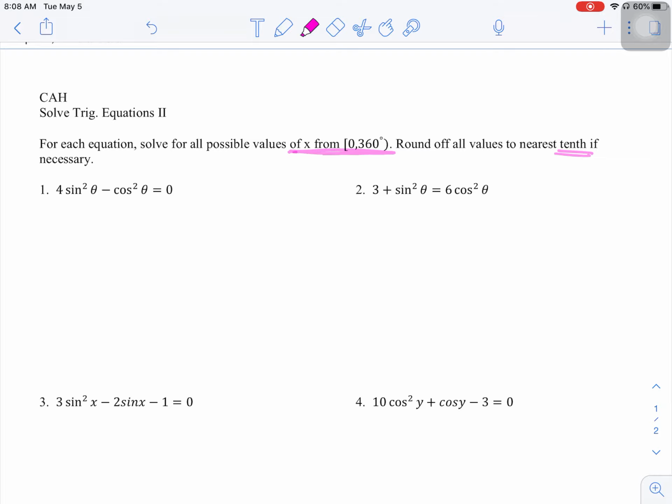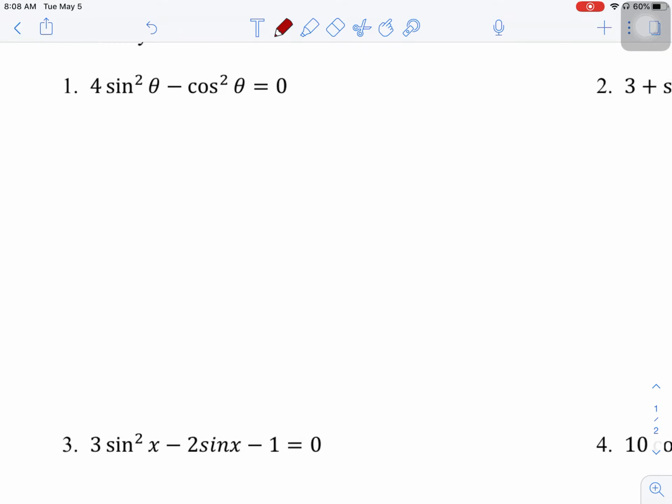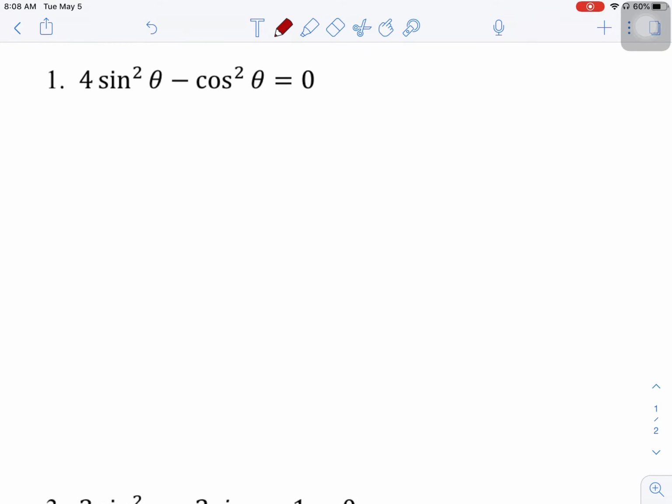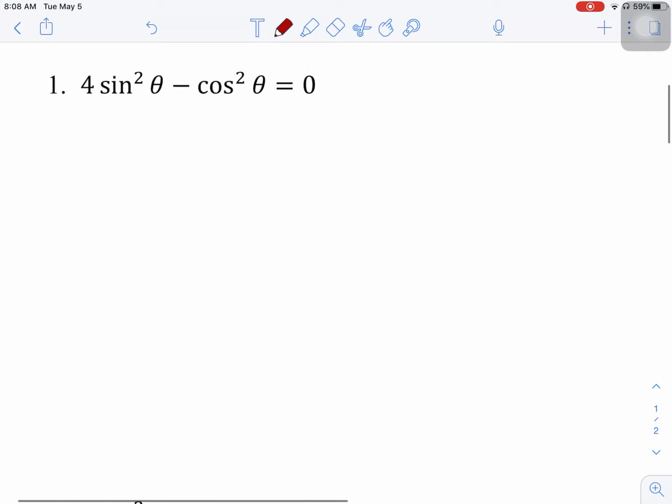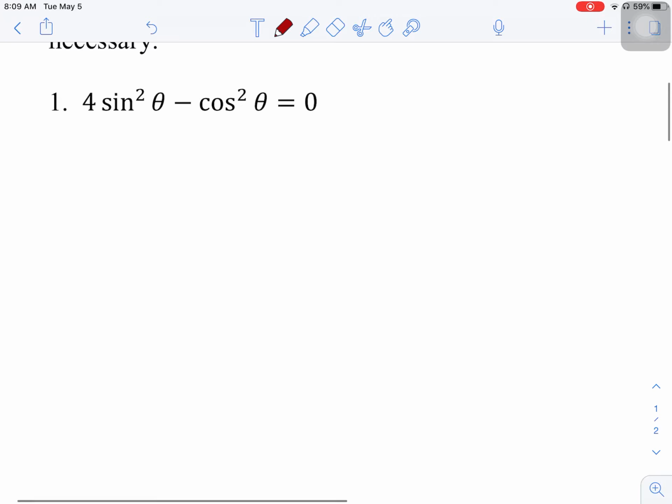So in problem number 1, here's the thing. We have both sine squared and we have cosine squared. Can't deal with that right now. So one of these two has to go. It won't matter which one you choose. For no reason, I'm going to go ahead and replace sine squared theta. And I'm going to remind you how to replace it. So sine squared theta plus cosine squared theta was equal to 1. It's one of your Pythagorean identities.